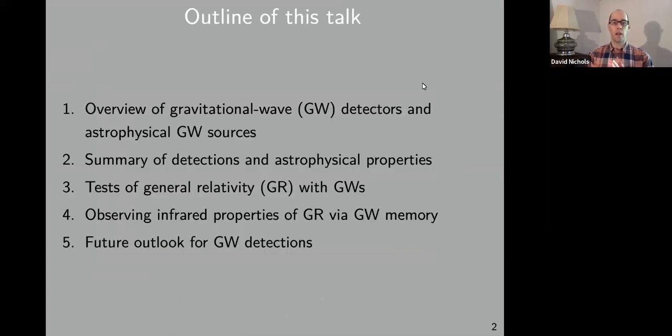Okay, so in this talk, I'll describe a few different topics. Since this isn't an observational summer school, I'll just go over a bit about gravitational wave detectors, kinds of sources they're looking for, and what actually has been found so far in our universe. And then I'll switch over to what we've been learning in terms of the theory of general relativity from performing observational tests with the detections of gravitational waves. I'll spend a fair amount of time describing one feature of the infrared properties of general relativity, namely the gravitational wave memory effect, which I know at least was mentioned in a few talks earlier in this school. And time permitting, I'll discuss a little bit about the future outlook for gravitational wave detections.